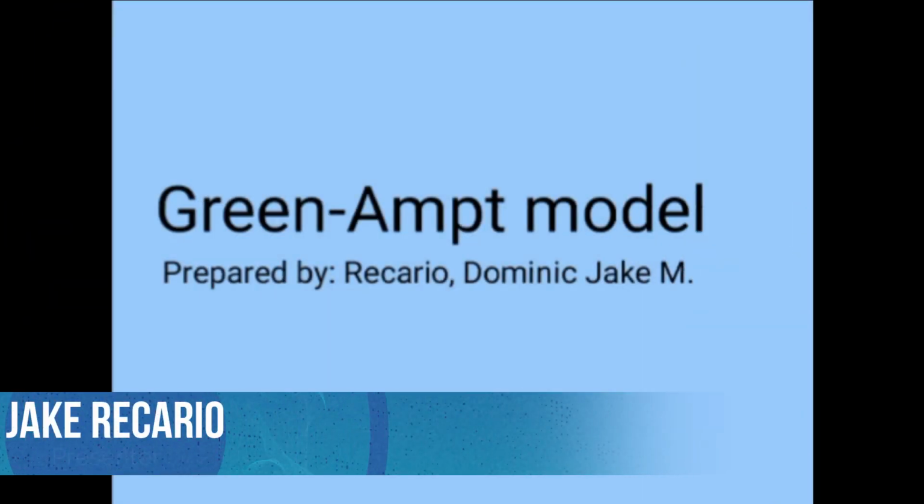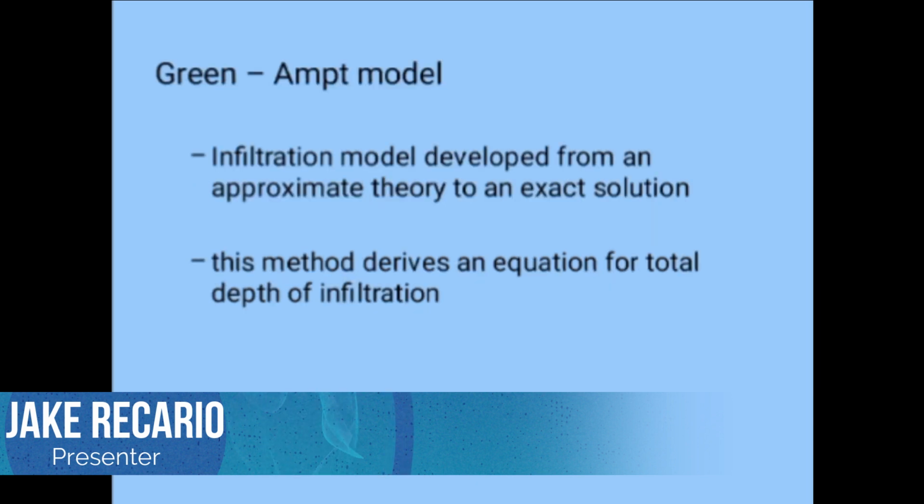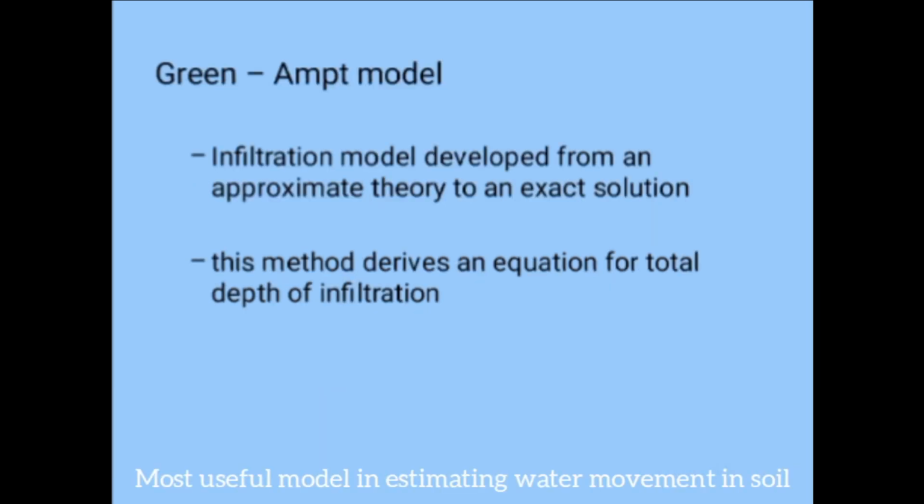Next infiltration model is the Green-Ampt model. It is a most useful model in estimating water movement in soil. This method derives an equation for total depth of infiltration. It was published in 1911 by Green and Ampt, who did their work in Australia.